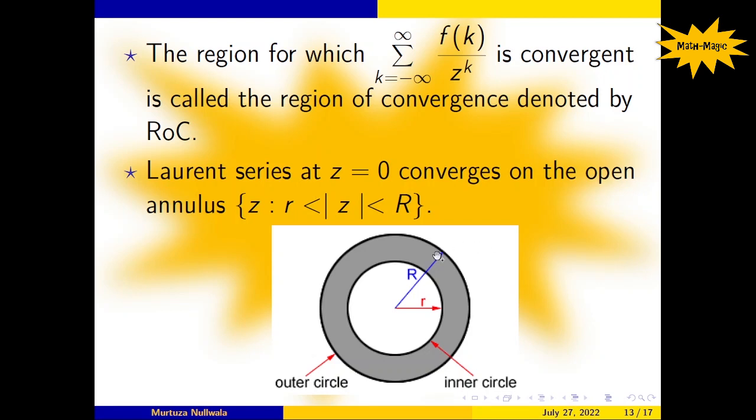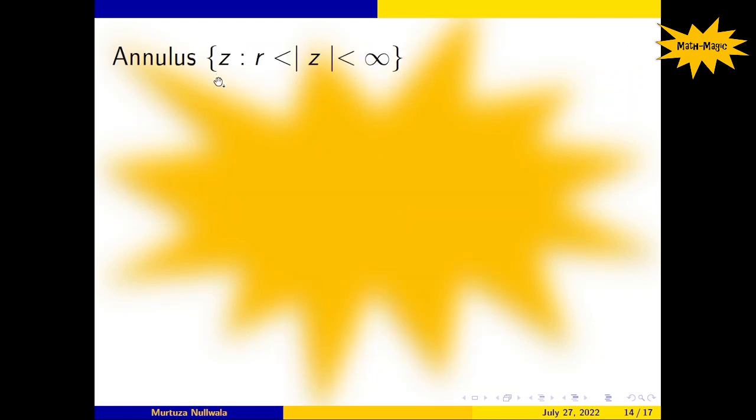So if you take any point outside this capital R value, this infinite sum will be infinite. And if you take any value inside this small circle r, again this infinite sum will be infinite. So only on this shaded region is this infinite sum finite. So here we have small r less than mod z less than capital R.